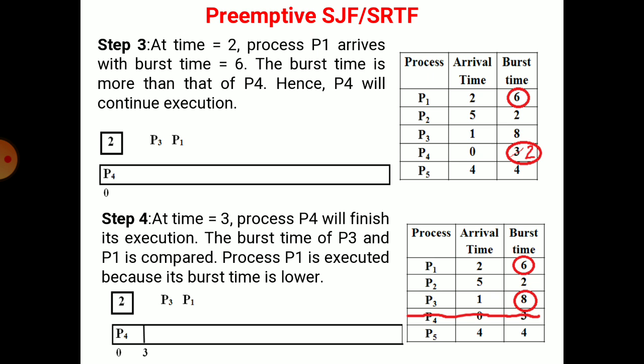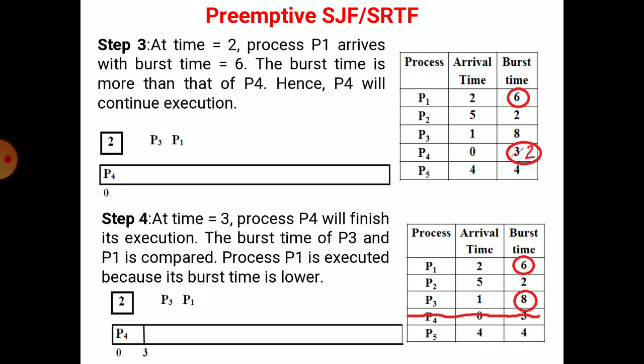Once the CPU time becomes 2, the process P1 arrives with burst time 6. Comparing the burst time for P4, P1 and one more process residing in the queue, P3, P4 requires the least time, because 2 milliseconds of its task are completed and it requires only 1 more millisecond. Hence P4 will continue the execution and P1 moves to the waiting queue.